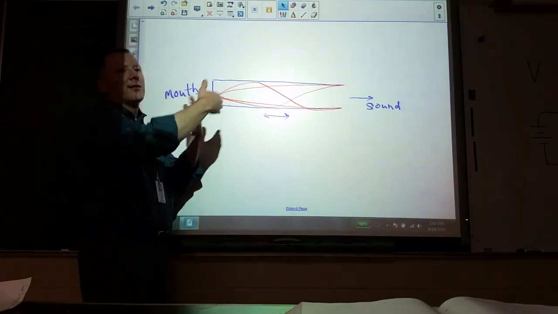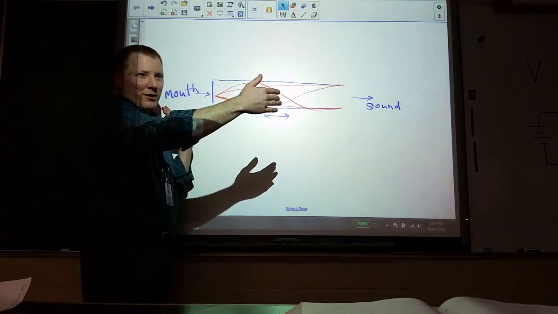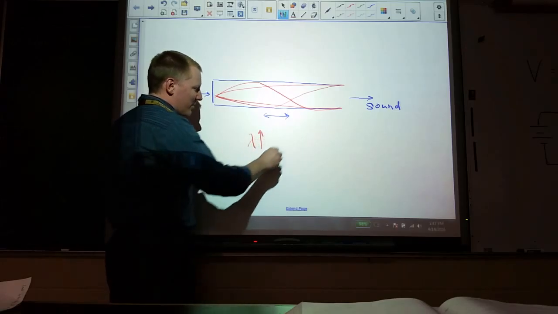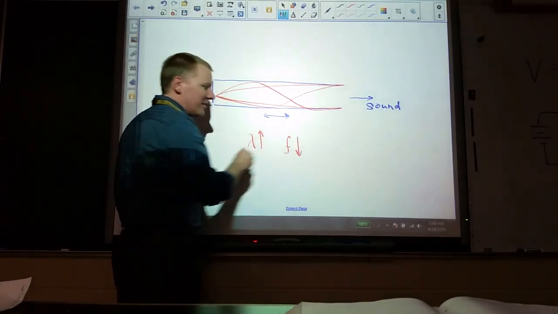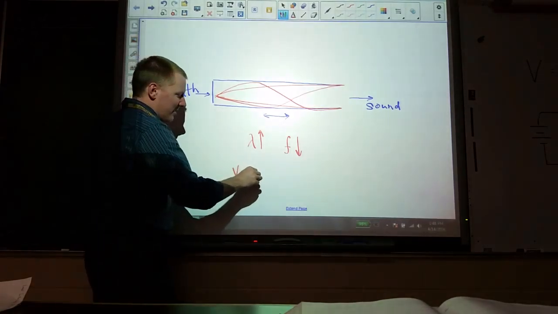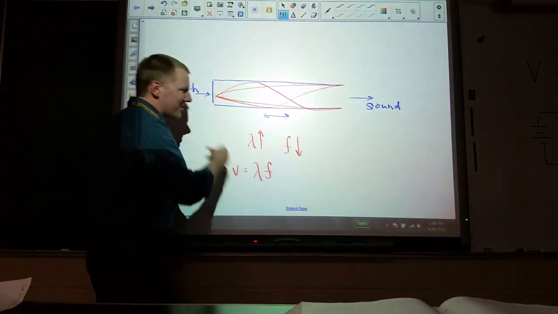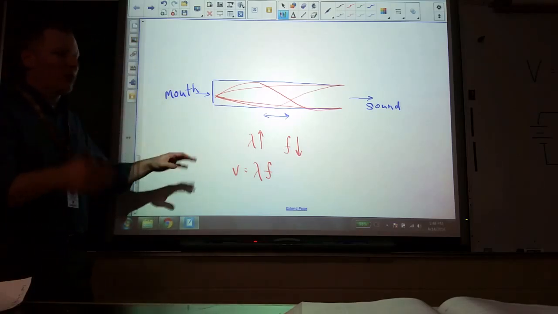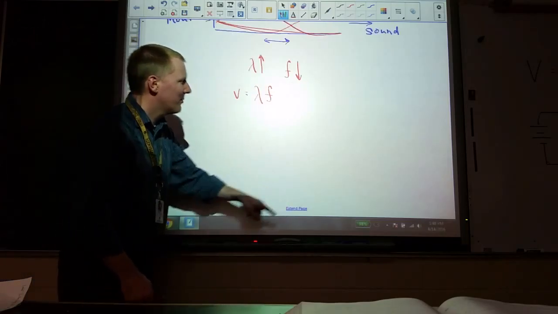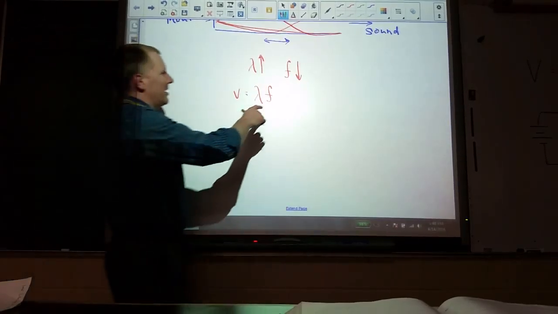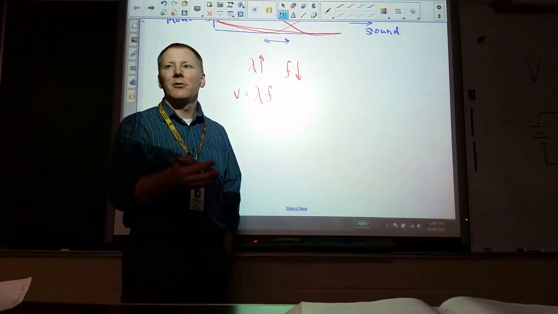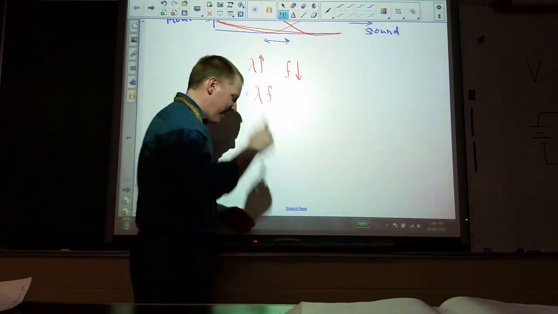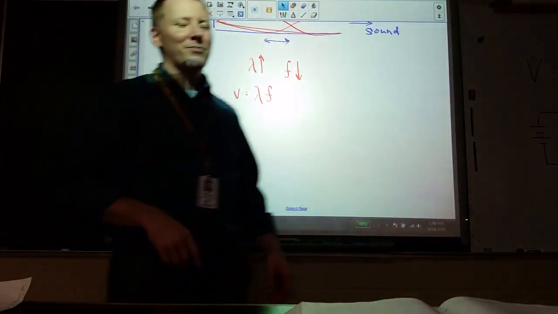But if that chamber gets bigger, then the wavelength gets bigger. If wavelength gets bigger, frequency decreases, because velocity is the product of those, and the velocity of sound in the air isn't really changing. It does as it's cold or warm, but assuming we have the same temperature of air in there. So if frequency goes down, what happens to the sound? Lower. It gets lower. Flatter. So there you go. Physics.